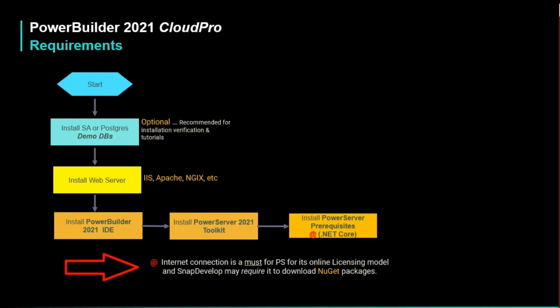And then, of course, if you're using Snap Development, which can actually look at the source code that's being generated in PowerServer, it may want to download some updated NuGet packages. So you're going to have an internet connection. Just keep that in mind, not only in development, but also for production, because the production PowerServer also needs to check the online licensing servers, the Appeon servers. So they will need an internet connection as well in production.